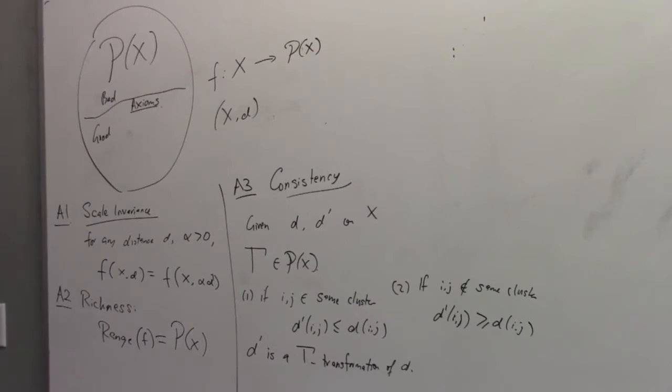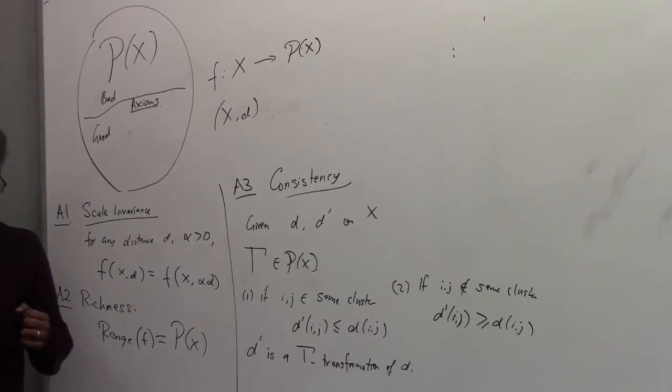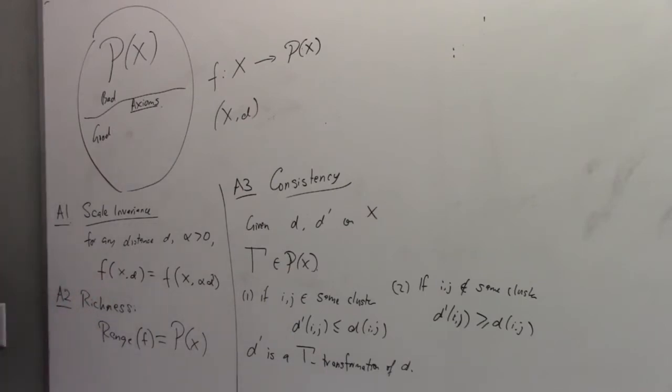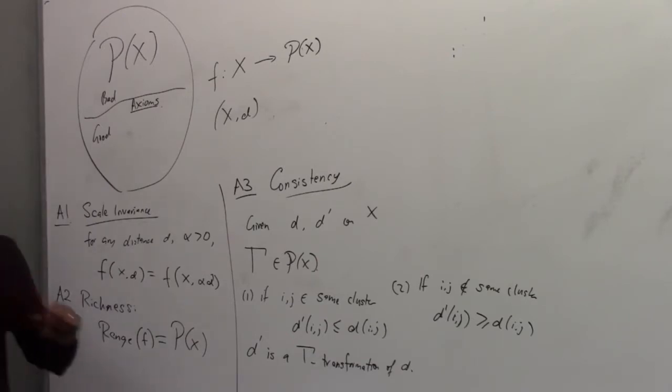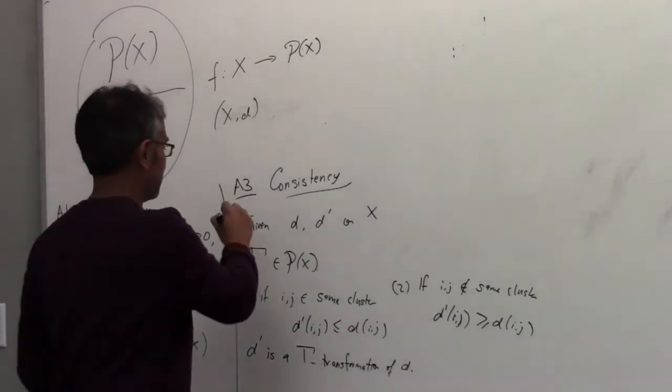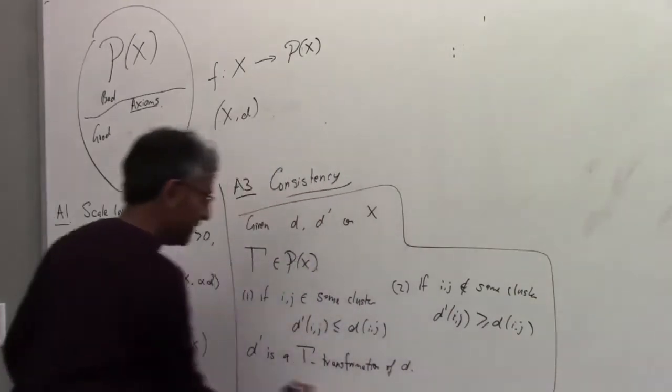So before we go any further, let's just talk about what we're saying. Suppose we take the transformation, it is doing the following. For things that are within a cluster, it's kind of shrinking them together. For things that are in different clusters, it's putting them far apart. This is the definition of a d transformation.